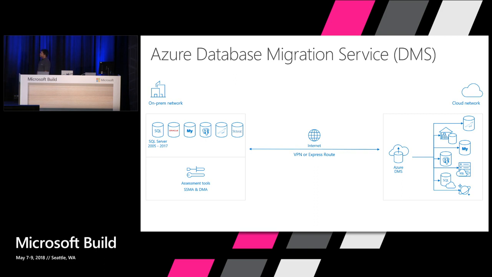As you see here, you have your on-premises network where you can have a wide variety of data sources such as SQL Server, Oracle, MySQL, Postgres. You can have any kind of these data sources on your on-premises, and we have supplementary tools called SSMA, which is SQL Server Migration Assistant, as well as Data Migration Assistant.